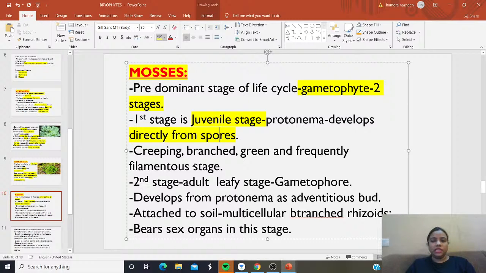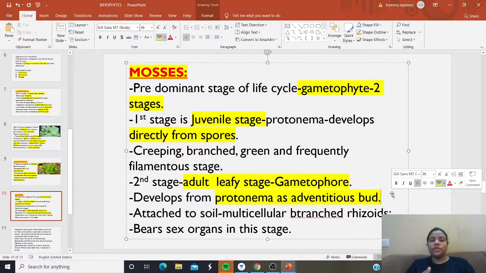Now what is the second stage? The second stage is the adult leafy stage, which is the gametophore. And from where is it developed? It develops from the protonema as an adventitious bud. So the first stage is the protonema stage, which develops directly from the spores.